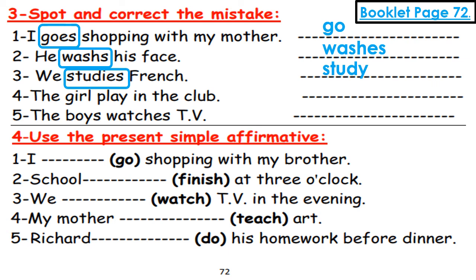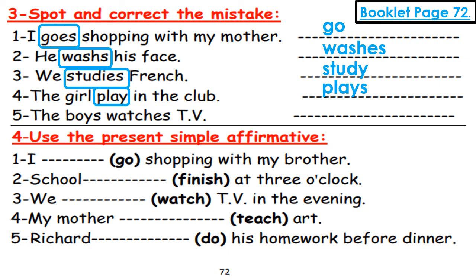Number 4, the girl play in the club. What is the mistake here, Junior 2? The girl play. The girl refers to singular noun, right? So I have to put s. Why is the verb here without s? So the mistake here is in the verb play, and the right form for the verb is plays.